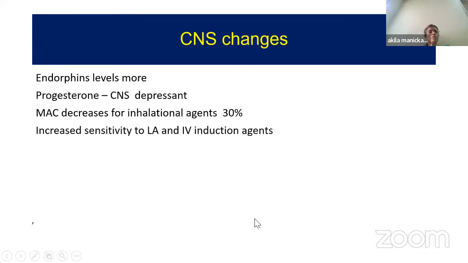And when we look into the central nervous system changes, there is a quite enormous amount of endorphins which are increased during pregnancy, and progesterone as such is a central nervous system depressant. These two neurohormonal effects ultimately, what do they cause? They increase the pain sensitivity of pregnant mothers. The MAC of inhalational agents is quite decreased. So when you give 0.6 or 0.7 MAC, with a 30% reduction, it is equivalent to 1 MAC, and there can be some amount of uterine atony or upper airway obstruction which can occur when you're holding a mask.